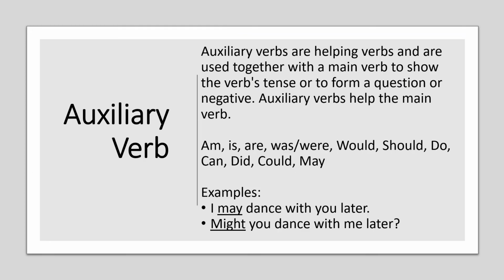Auxiliary verbs. Auxiliary verbs are helping verbs and are used together with the main verb to show the verb's tense or to form a question or negative. Auxiliary verbs help the main verb. Am, is, are, was, were, would, should, do, can, did, could, may are the auxiliary verbs. For example, I may dance with you later. Might you dance with me later?